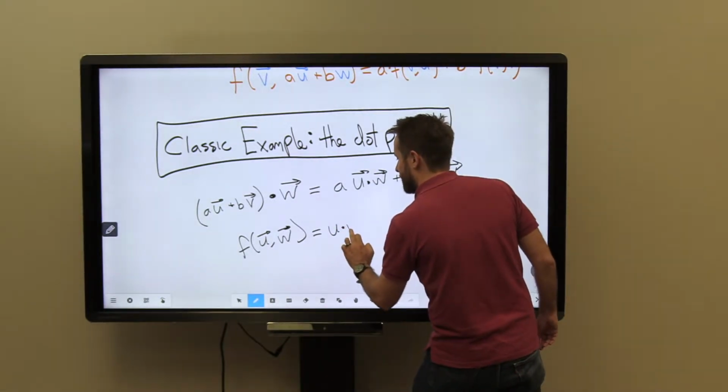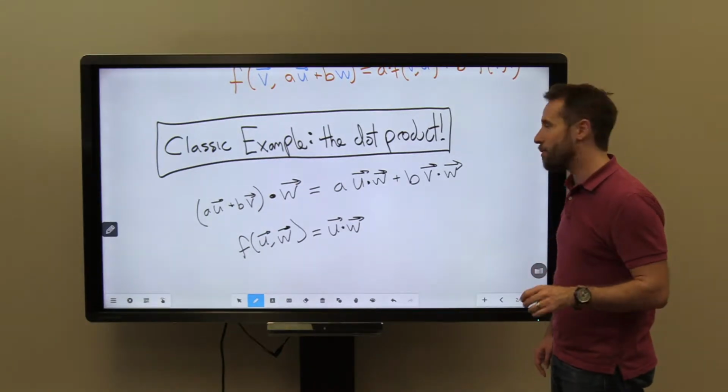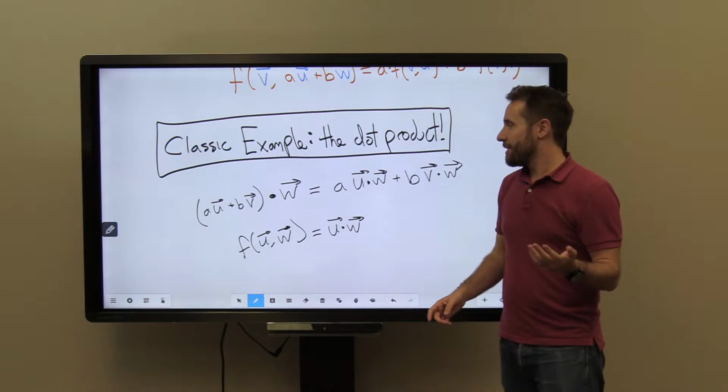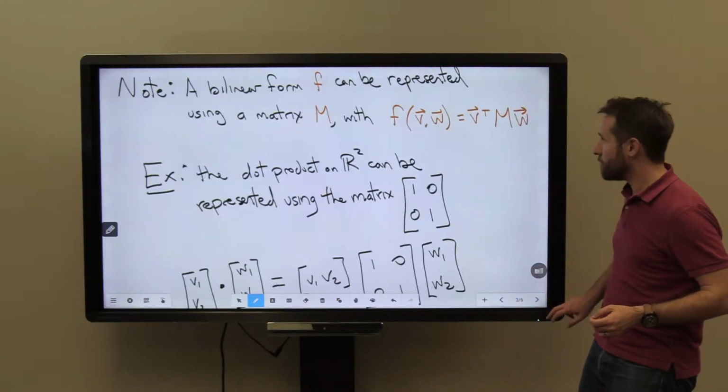u dot w. So the dot product is the quintessential bilinear form that takes two vectors as inputs and gives us this nice output computed by the dot product.